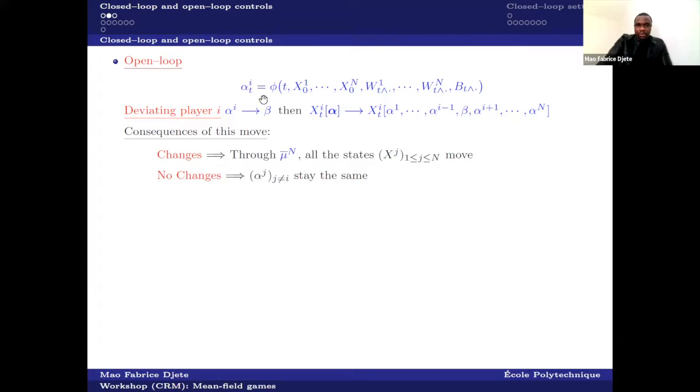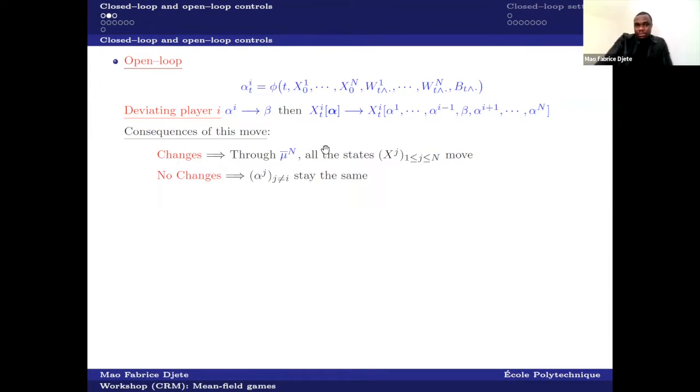So what I mean by open loop is that alpha i will be a map of time, of course, and the initial distribution, the Brownian motion we consider here, and the common noise B. And the thing is, in the case of open loop, one player deviates. If the deviating player is i, when you replace alpha i by another control beta, of course, the position of the state is going to move.